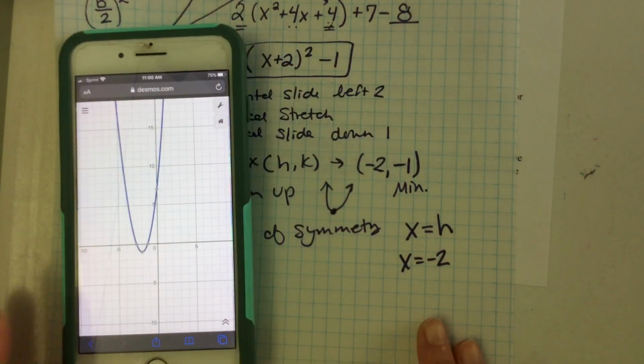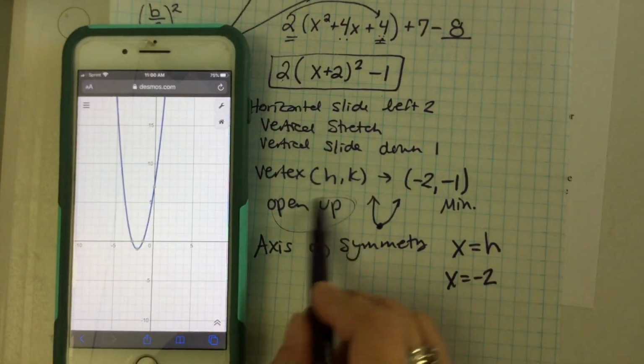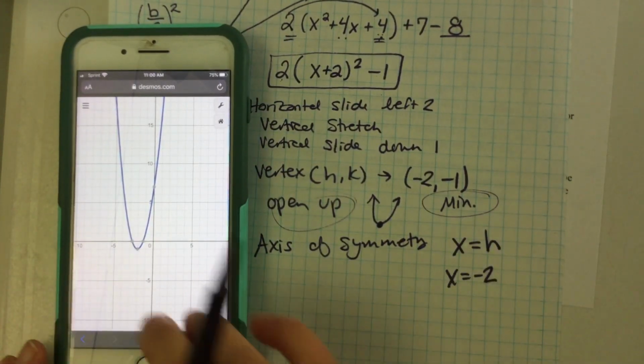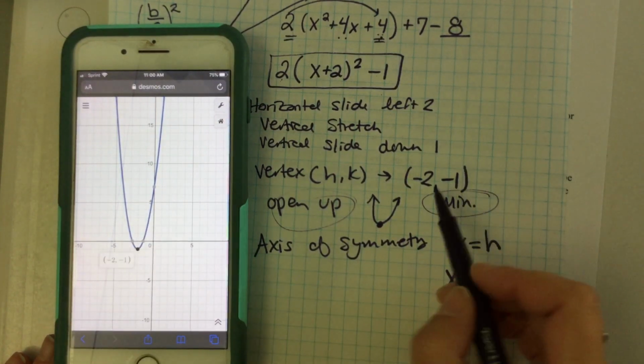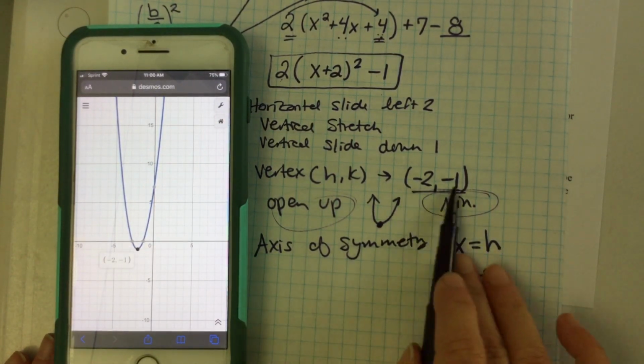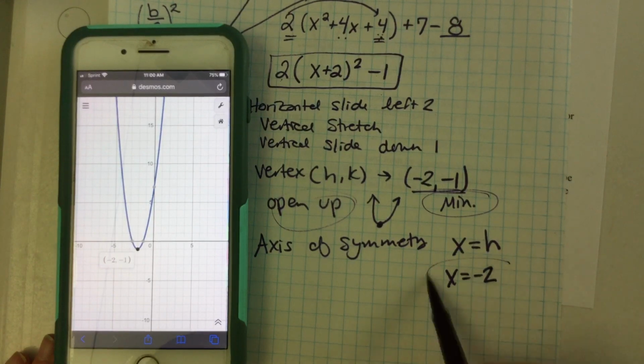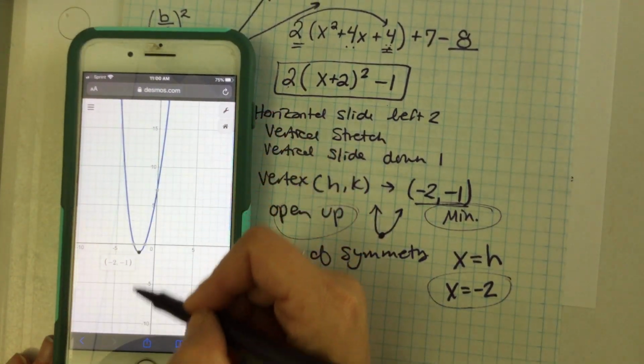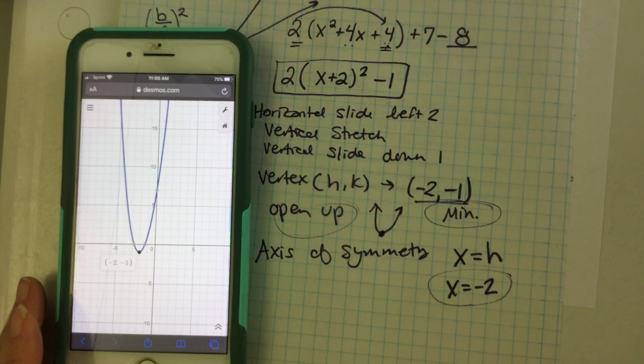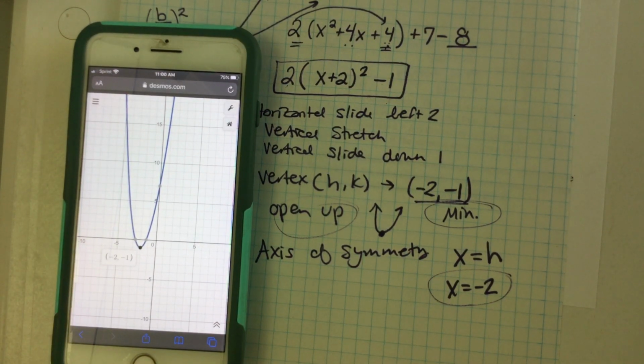Now the things that we said, it should open up. Yeah, it should open up. This should be a minimum. Yep. Go ahead and tap your vertex. We said it should be (-2, -1). Our axis of symmetry, if I go to the left 2, that's where I could go ahead and fold this. Then what you would do is just go ahead and sketch what that graph looks like.